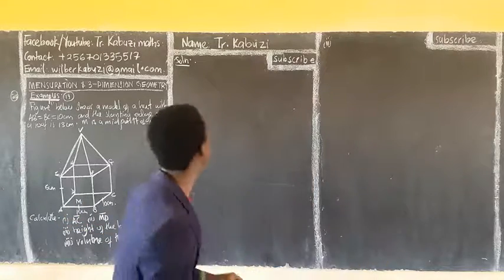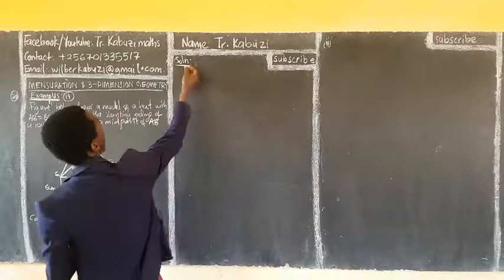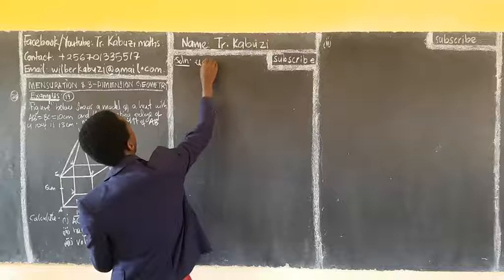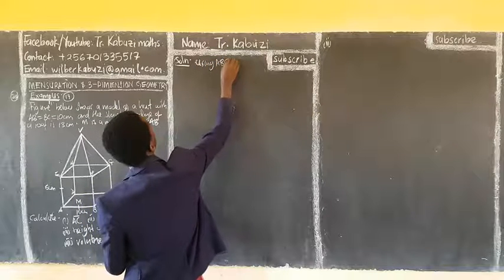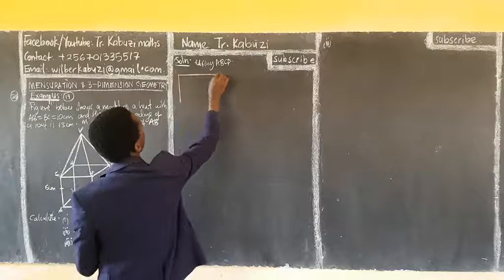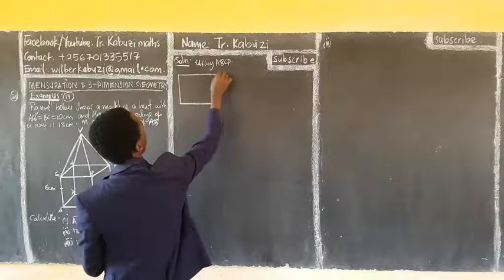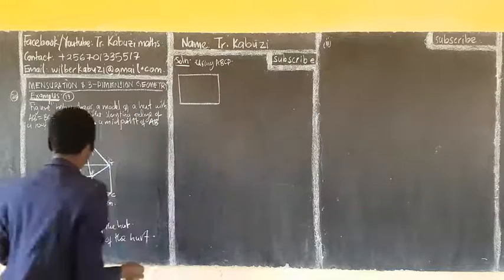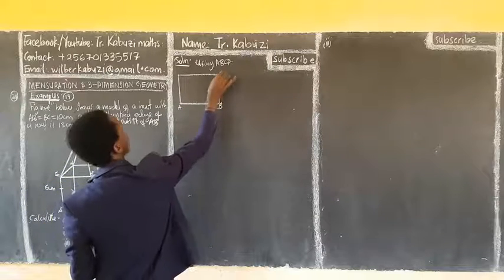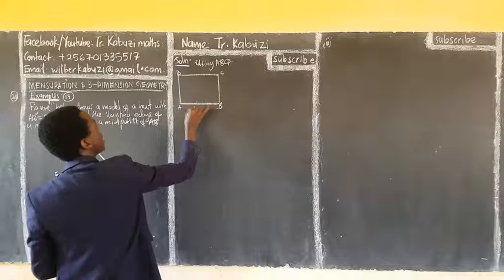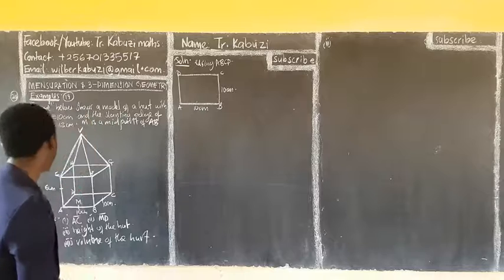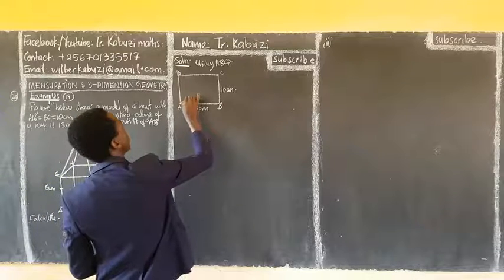To start with, using A, B, C, D, this is what I have here. This one is a square, so this is 10 centimeters. Here we have 10 centimeters, and also here we have 10 centimeters. So the one we need to get is AC, this distance.